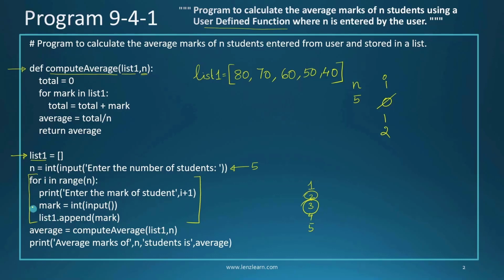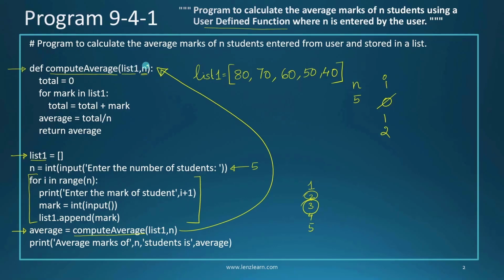So we will be using the same concept of this for loop to create the list for all the subsequent programs that we are going to see in this video. In the next statement, I am trying to calculate the average using the user-defined function compute average, and I will be sending the content of list 1 and the value of n as arguments to the parameters. So now the control will come to the function definition.